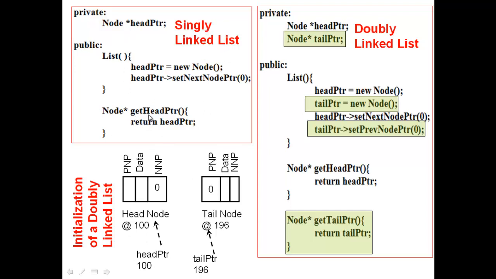Then you have a member function called get head pointer to return the address of the head pointer. This is a member function in the list class for a single linked list. For the double linked list, as I said, in addition to the head pointer, you need to store what is called a tail pointer as a member variable, and that will store the address of the tail node. And that's what we are doing here in the constructor for the list class for a double linked list.